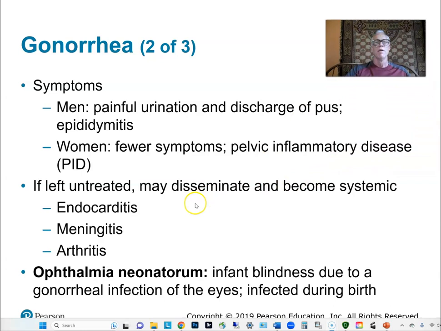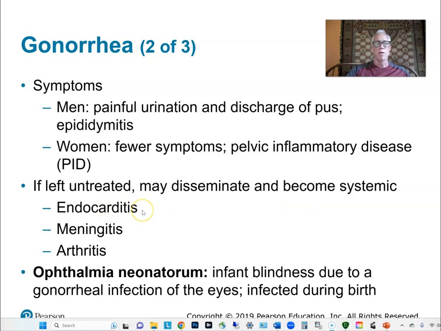So symptoms of gonorrhea: in men, painful urination and discharge of pus, epididymitis. The epididymis is a coily set of tubes where the sperm are stored before they're sent out for ejaculation. Women have fewer symptoms, often asymptomatic, but it can lead to pelvic inflammatory disease. So the infection gets into the cervix, uterus, and even fallopian tubes, and that can cause discomfort in the pelvic region and also damage. If left untreated, it can eventually become systemic and cause endocarditis.